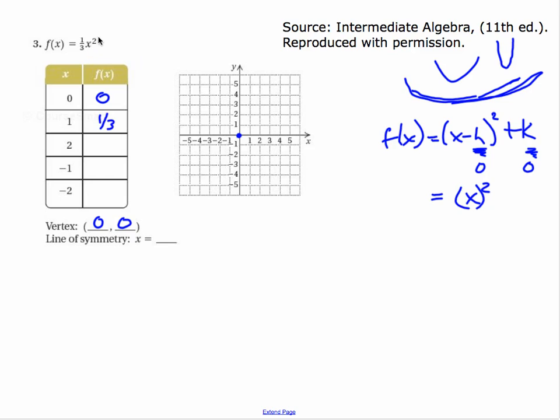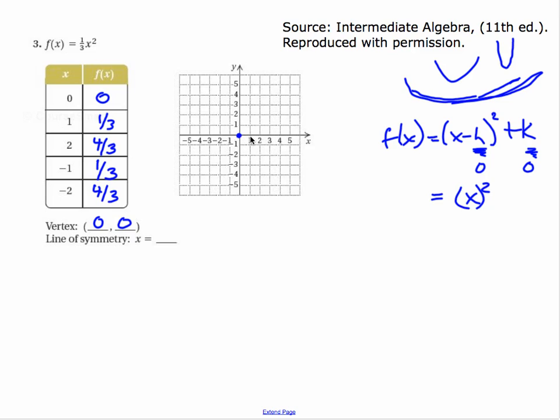Put a 2 in. 2 squared is 4. 4 times a third would be 4/3, or just over 1. If I put a -1 in, -1 squared is a +1, times 1/3 would still be about a third. Putting a -2 in, -2 squared would be 4. 4 times a third would be about 4/3. So that gives us some numbers. Let's just see if that's going to help us out at all.